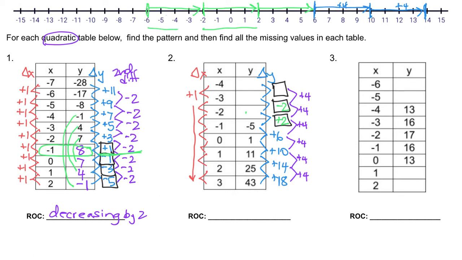And then the last one is negative 6. So negative 6 plus 4 gives you negative 2. Negative 2 plus 4 gives you positive 2. Positive 2 plus 4 gives you 6. So this is in line with our pattern. And we have to work again backwards to get our y values.